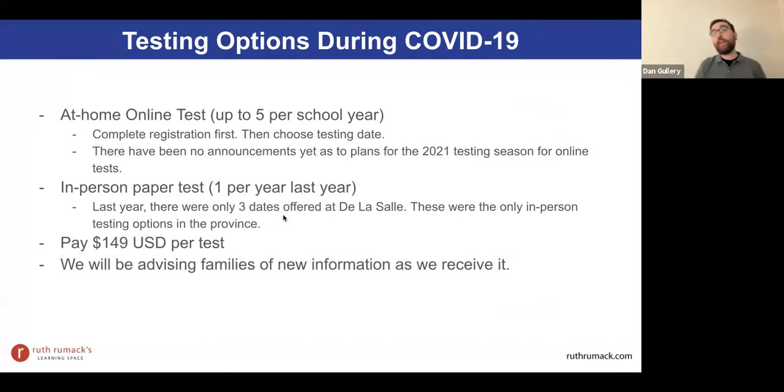So this year, they haven't yet announced what's actually happening with COVID, but I do just want to talk about what happened last year and what the possibilities are for this year. Last year, there were 3 in-person tests in all of Ontario. All 3 of them happened at De La Salle, and they filled up very, very quickly. You were only allowed to take one of those because of the limited seats. So if you registered for an in-person test at De La Salle and weren't happy with your score, you would have to actually do an online test after that.